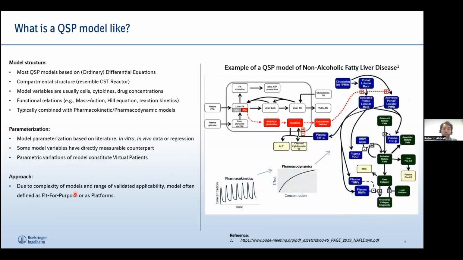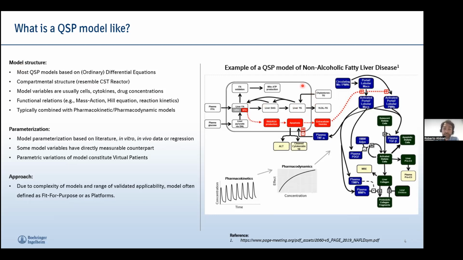Now, you may be wondering at this point what a quantitative system pharmacology model looks like. These models are quite diverse. Here I'm trying to summarize some of the main features, and also try to link it back to chemical engineering. So most of the QSP models are based on systems of differential equations, most typically ordinary differential equations. These are based on compartmental structures.